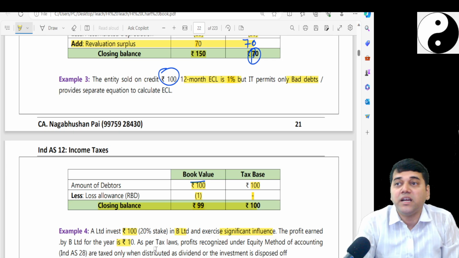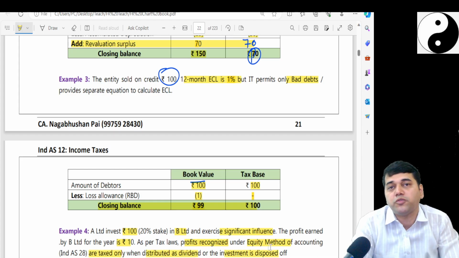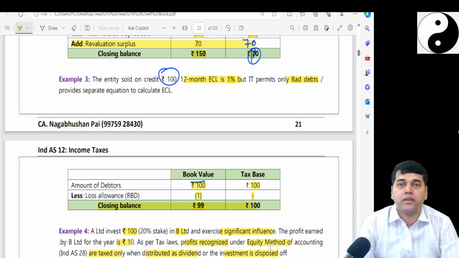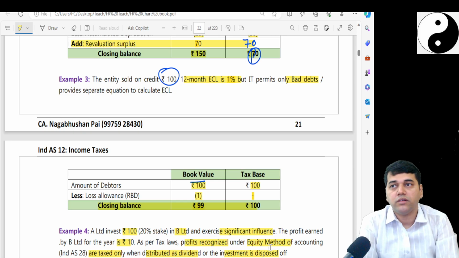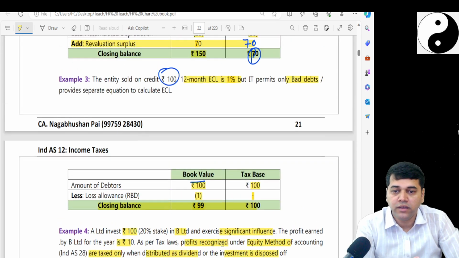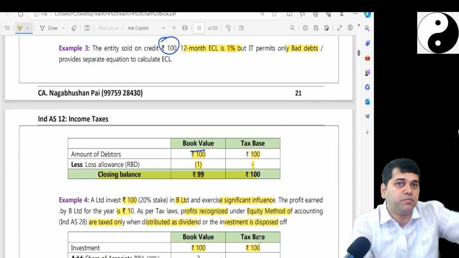But what does income tax say? Under income tax laws, profits recognized under the equity method of accounting are taxed only when they are distributed as a dividend or the investment is disposed of. They say that, look, in your books of accounts, you purchased one asset. Did you show it to income tax? Yes. That's why your investment is 100. The tax base is also 100.